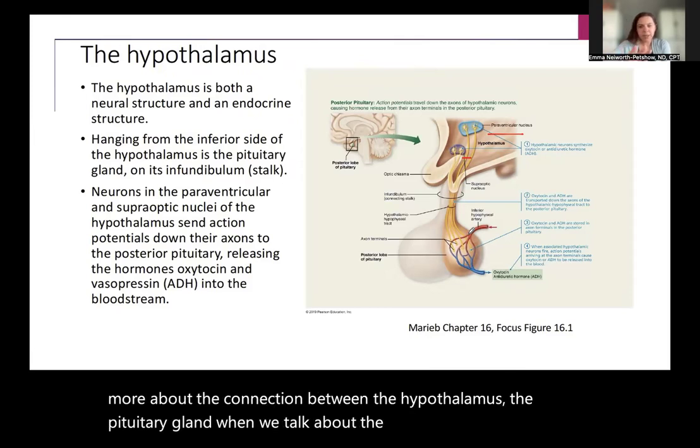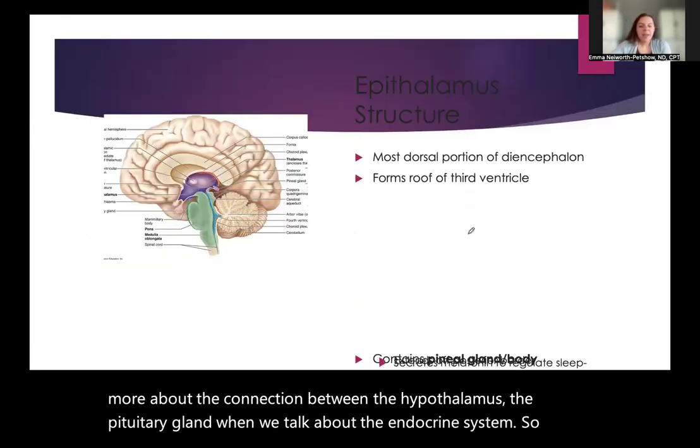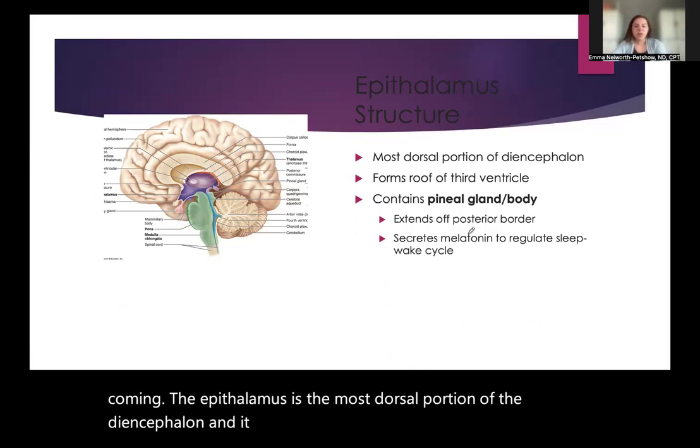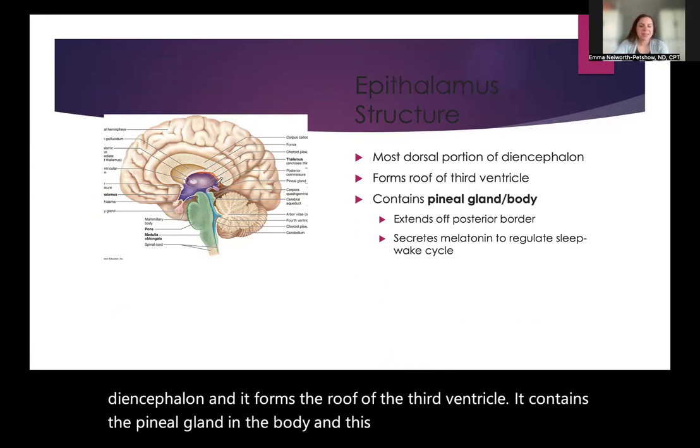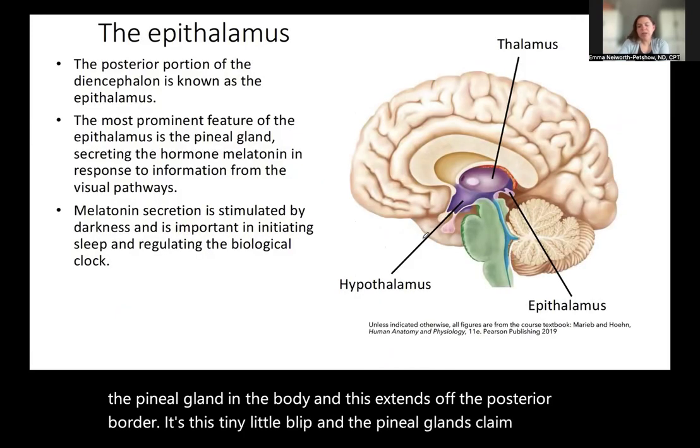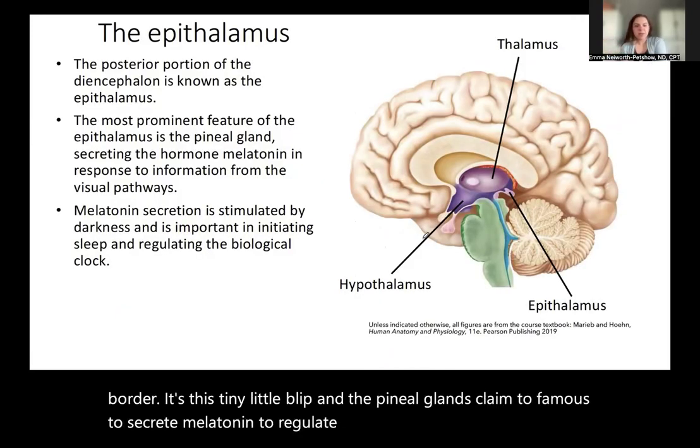So it's coming. The epithalamus is the most dorsal portion of the diencephalon, and it forms the roof of the third ventricle. It contains the pineal gland in the body, and this extends off the posterior border. It's this tiny little blip. And the pineal gland's claim to fame is to secrete melatonin to regulate our sleep-wake cycles.